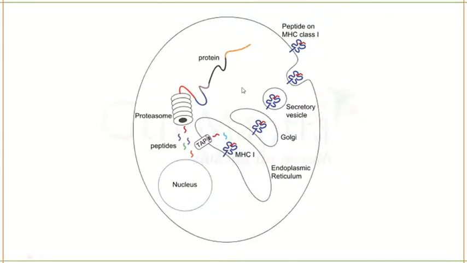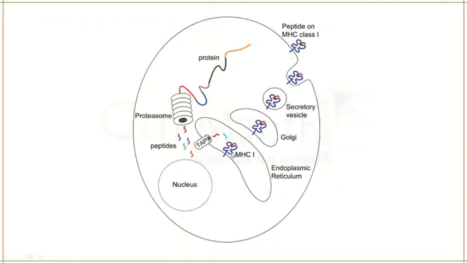So this is another diagram which explains the same thing. You can see here you have an endogenous protein that will undergo proteasomal degradation. You can see such a long protein is undergoing proteasomal degradation where small peptides are found. These will be sent to the endoplasmic reticulum where you will have MHC1 molecules.